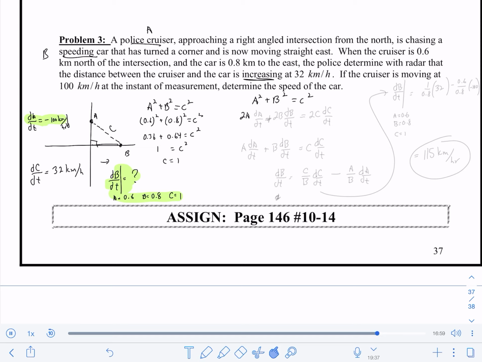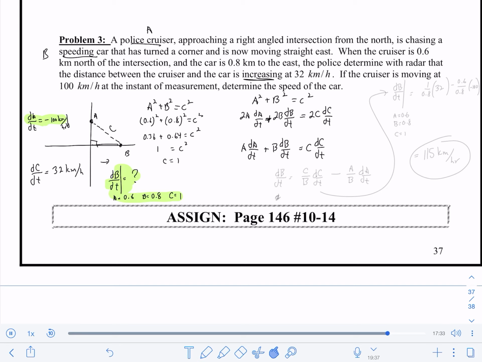I'm going to differentiate both sides with respect to time. 2A dA/dt plus 2B dB/dt equals 2C dC/dt. Now, I've got 2's all the way through. Every term has a 2. If we divide everything by 2, we get A dA/dt plus B dB/dt equals C dC/dt. We're trying to find dB/dt.